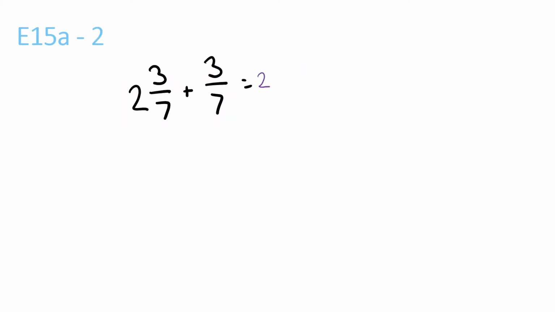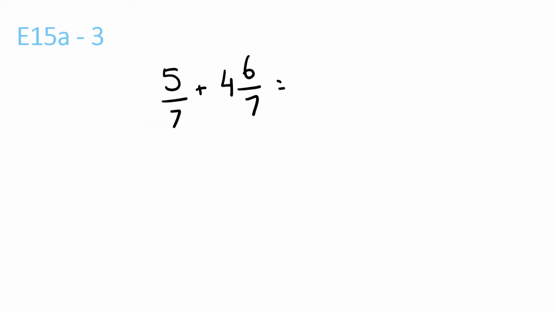This one is just 2 and 6/7, because the bottom one stays the same, and 3 plus 3 is 6. And you have to move the 2 over, so 2 and 6/7.